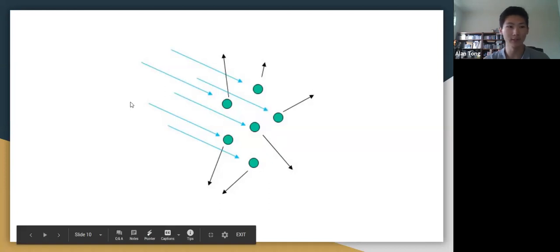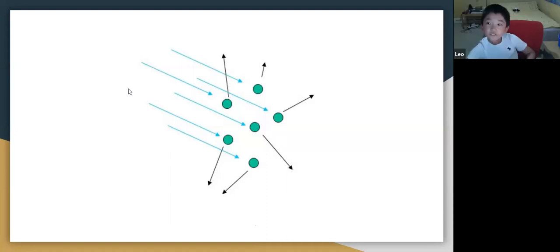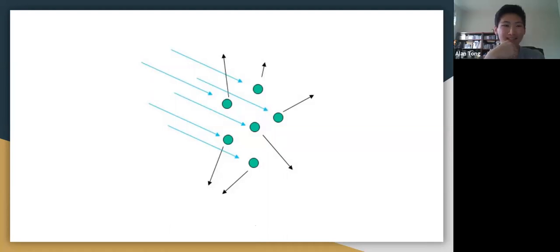So Genius says nuclei. Leo? I think it's the electrons. Electrons? Okay, we've got competing interests here, right? Nuclei or electrons? What is it that diffracts these X-rays?